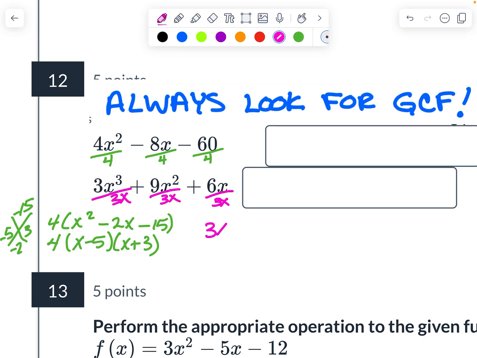So we have 3x. And that gives us x squared plus 3x plus 2. So this is 3x, and this is x plus 2, and x plus 1.